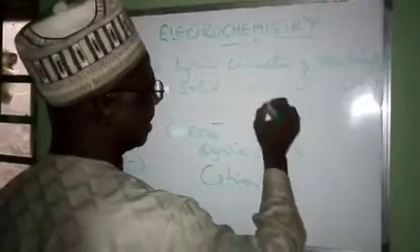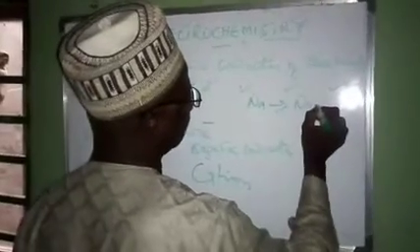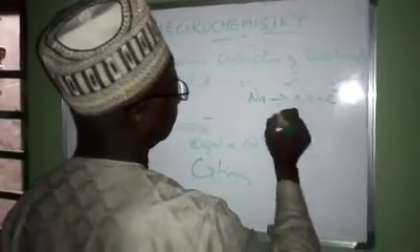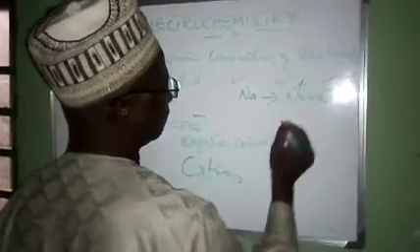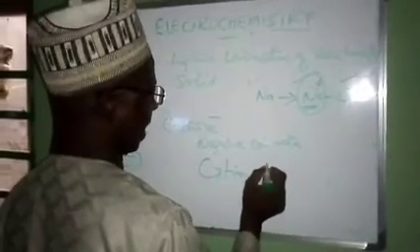Examples of cations are metallic ions like sodium. The moment sodium loses an electron, it becomes positive. It becomes sodium ion. This sodium ion, all metallic ions are referred to as the cations because during electrolysis in solution, they are positive, they migrate to the cathode, so they are called cations.